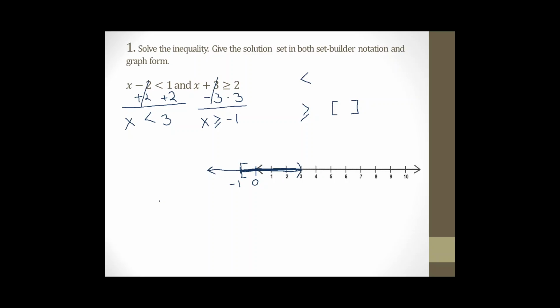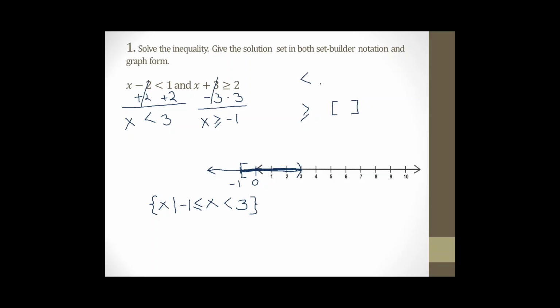So writing this now in set builder notation, we start with our curly braces, and then x, this line means such that, and then reading from our graph, the shading starts at -1, and because we have a bracket, we need a less than or equal to sign, x in the middle, and then x is less than 3 because we have parentheses, and close the curly braces.